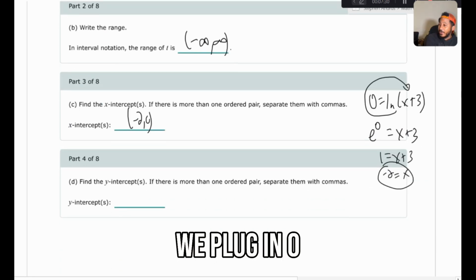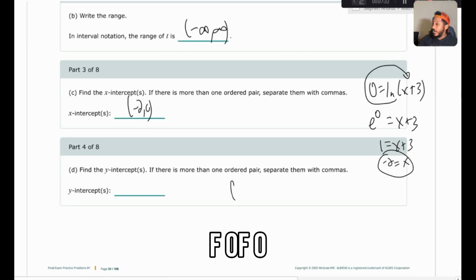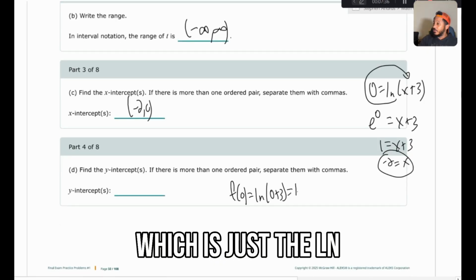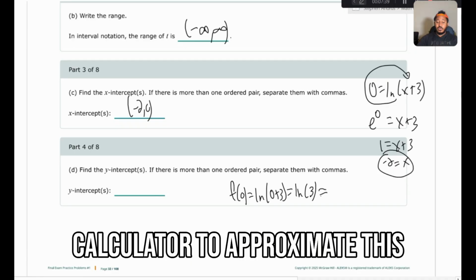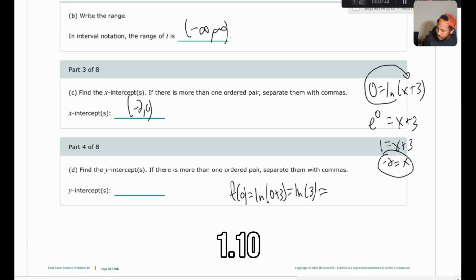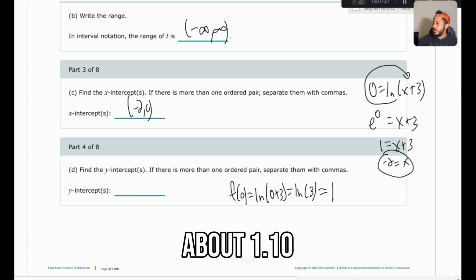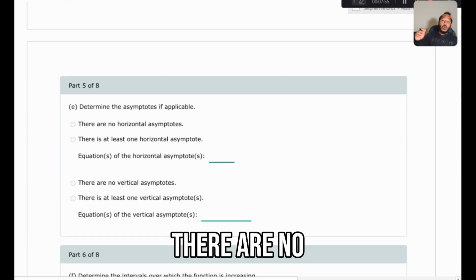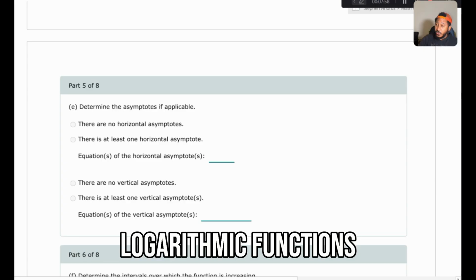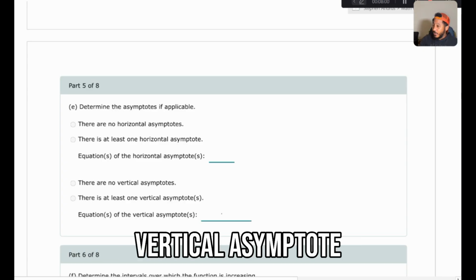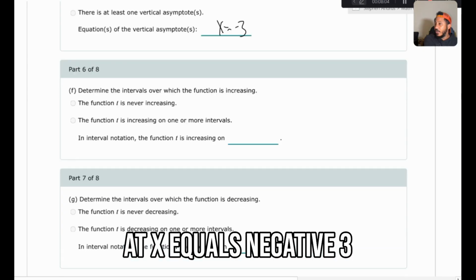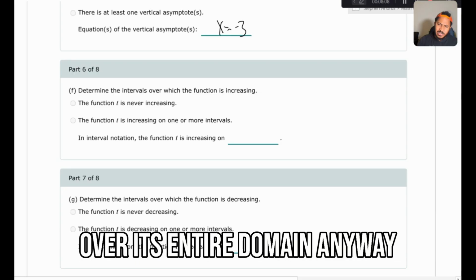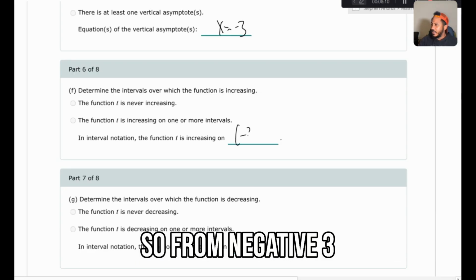Find our y-intercept, we plug in 0 for x, right? F of 0. So that's ln of 0 plus 3, which is just the ln of 3. We can use our calculator to approximate this. About 1.10. And so we say 0, comma 1.10. There are no horizontal asymptotes for the logarithmic functions, but there is a vertical asymptote. We just said that x equals negative 3. Where's this function increasing versus where's it decreasing? This one's always increasing over its entire domain anyway. So from negative 3 to infinity.